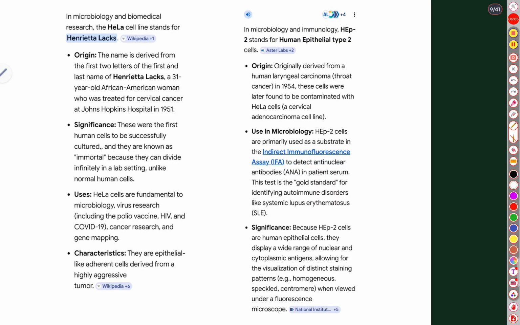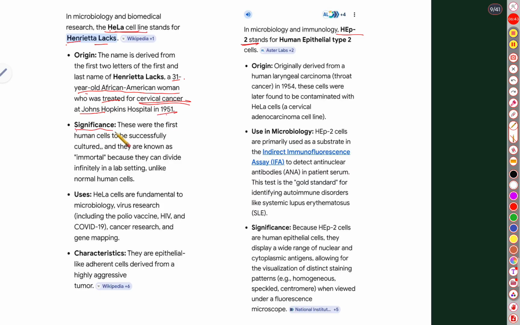HeLa cells and HEP2 cells. The HeLa cell line stands for Henrietta Lacks. The name is derived from the first two letters of the first and the last name of Henrietta Lacks, a 31-year-old African American woman who was treated for cervical cancer at Johns Hopkins Hospital in 1951.